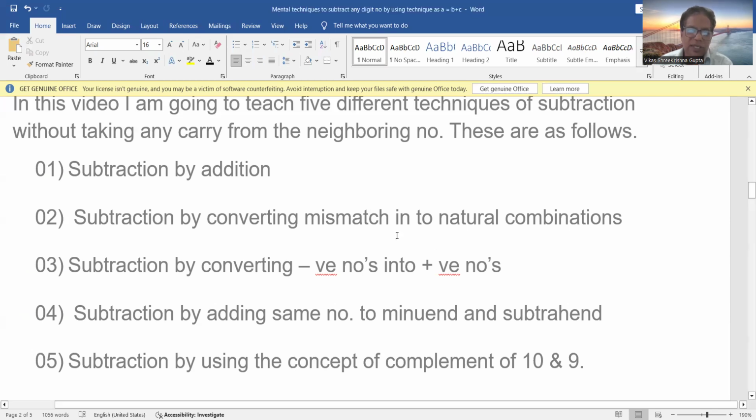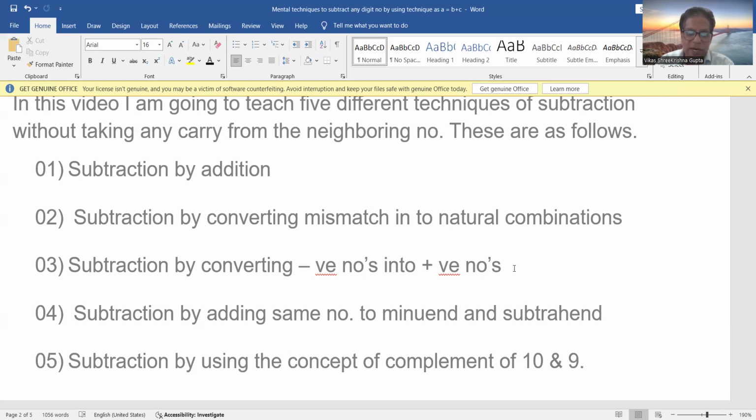Then the third is subtraction by converting negative numbers into positive numbers. I will show you how to convert that. This is basically based on the concept of vinculum numbers, but we are not going into vinculum numbers. I will just show you how to convert negative numbers into positive numbers.